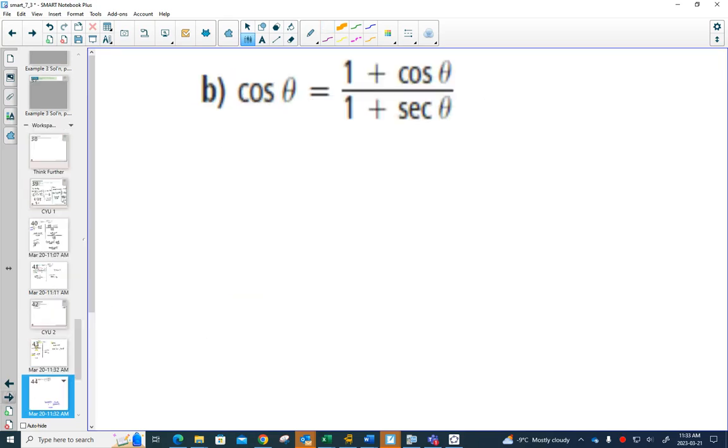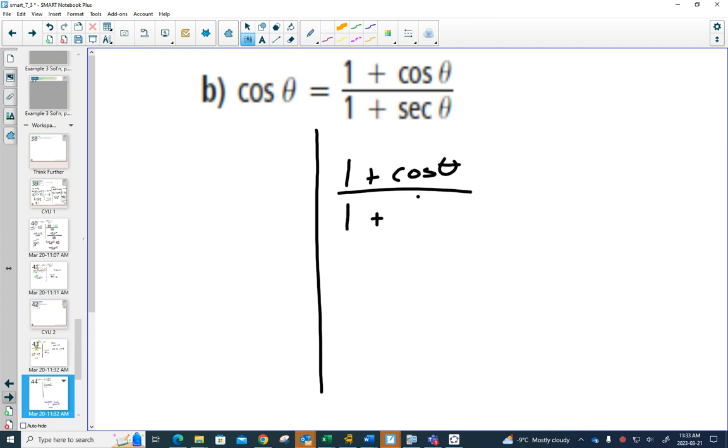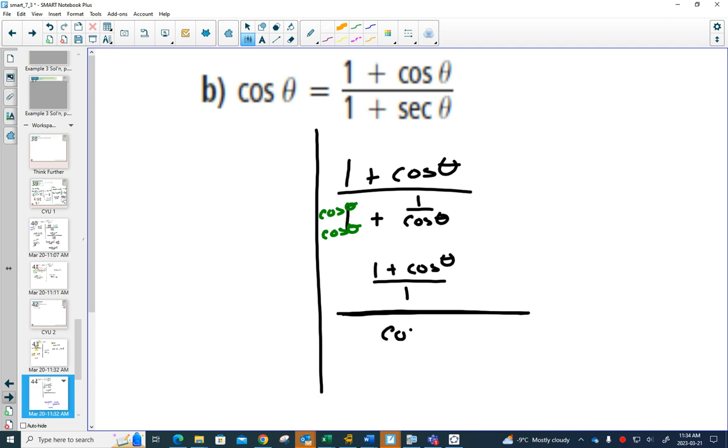Same thing for part B. We'll prove first. We'll use the most common strategy, so we'll change the secant to 1 over cos. We have fractions inside of fractions. So when you have fractions inside of fractions, we need to get a single fraction in our numerator, a single fraction in our denominator. Our numerator could be written as a single fraction if you wrote it over 1. Our denominator, we would need to multiply this one by cos theta and cos theta to get a single fraction on the bottom.